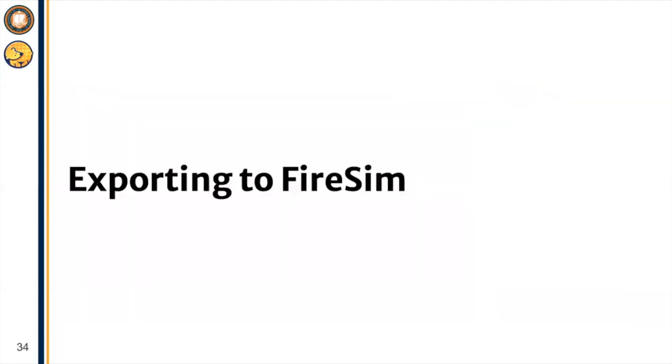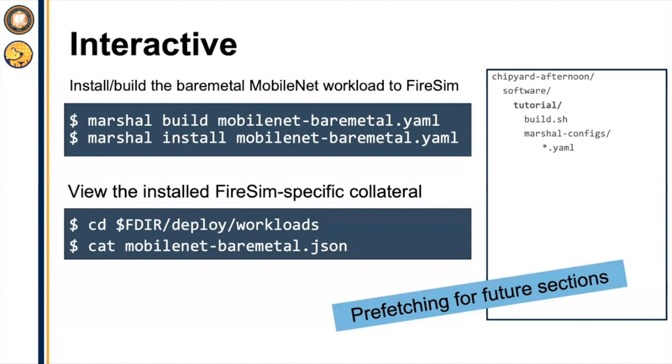We're next going to set up for the next section, which is actually exporting things to FireSim. So in this case, we're going to install and build a workload that we're going to be using for FireSim, which is MobileNet. MobileNet runs a little bit faster, but it's basically doing the same thing. It's predicting images, and it's giving them a particular name, saying it's a dog or a cat, or whatever the case is. So go ahead and run these 2 commands inside of the Marshal configs folder, which you should already be in. So marshal build MobileNet, then marshal install MobileNet.